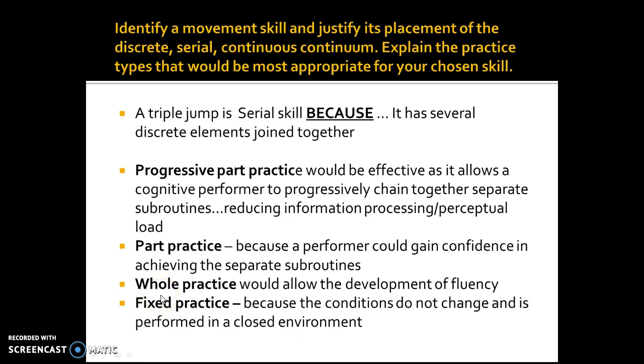Finally, fixed practice would definitely be the practice type you would use for this because ultimately the triple jump conditions never change. At the end of the day, you have to do a run up, a hop, a step, and a jump. That is always going to be the same. There's no one trying to tackle you when you're doing a triple jump. So a fixed practice because the conditions do not change. Tough question. Get your head around it because it could be any of the continuums.